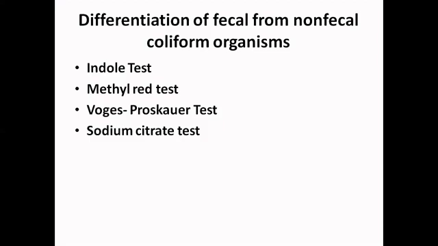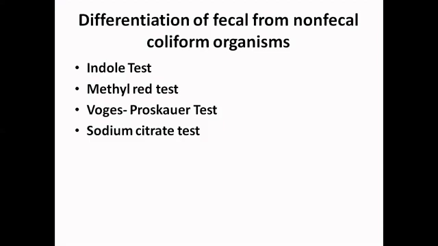This is due to the lack of the key enzyme formate hydrogen lyase. Production of acid is detected by using the pH indicator methyl red, and gas in the Durham's tube. The medium used for this test is glucose phosphate broth. 10 ml of the medium is inoculated with a loopful of the suspension of the suspected coliform and is incubated at 37 degrees Celsius for 24 to 48 hours.